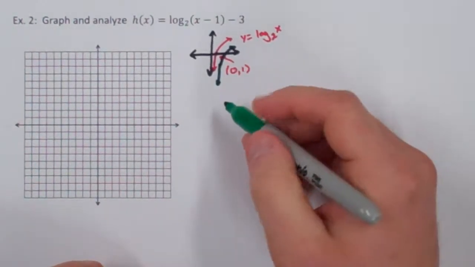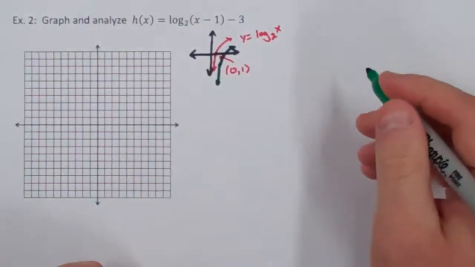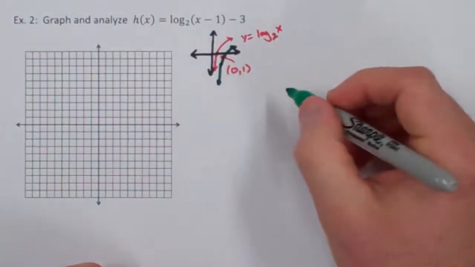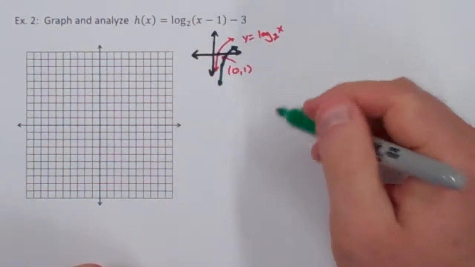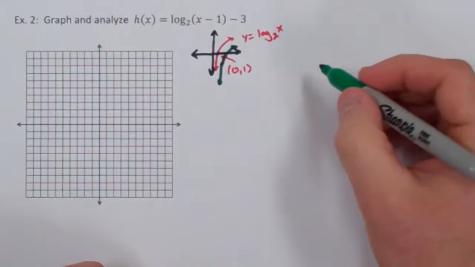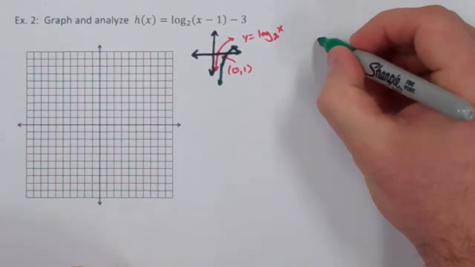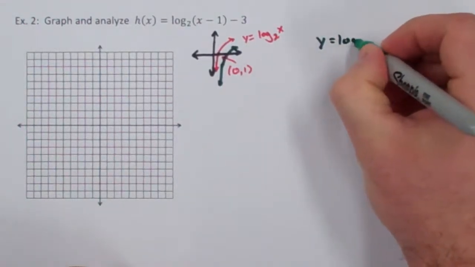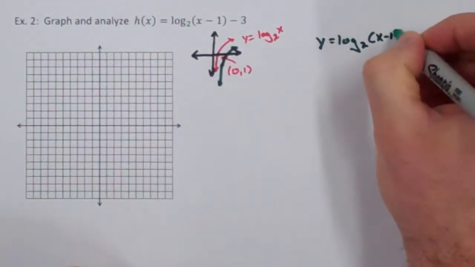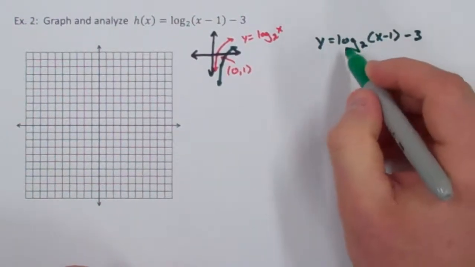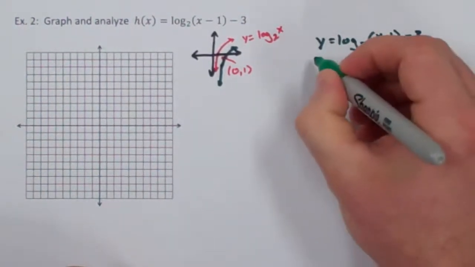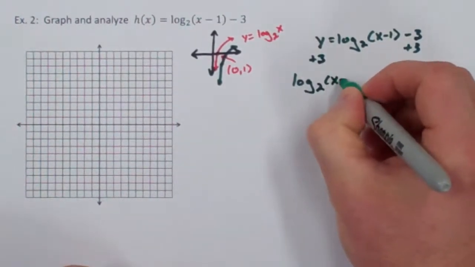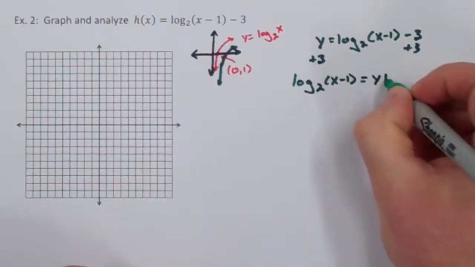If you want to figure out some exact points, it's often a nice thing to do, especially with these logarithmic equations. We can go ahead and solve for x, and that will help us with an exponential equation. So if we do that, we've got y, you can just replace h of x in this case with y, is equal to log base 2 of (x minus 1) minus 3. We want to solve for this log here, so we need to add 3 first. Then we've got log base 2 of (x minus 1) is equal to y plus 3.